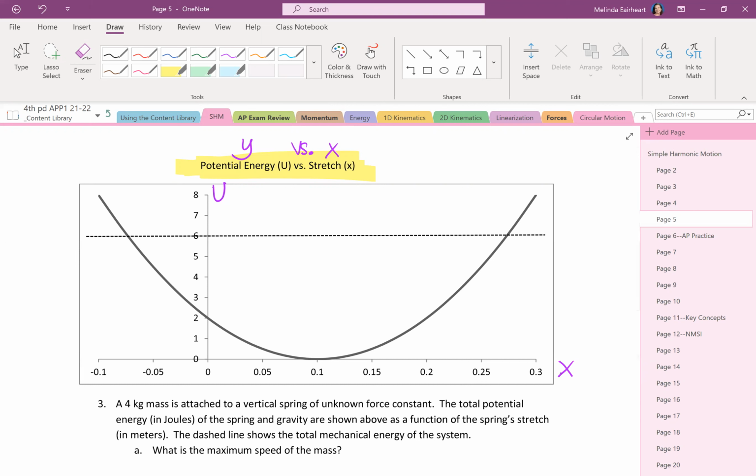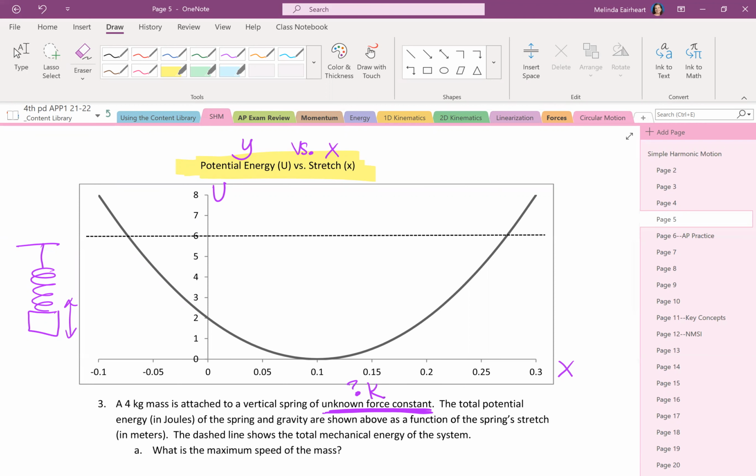Now that dashed line, let's read for clues. It says a 4-kilogram mass is attached to a vertical spring. So we're vertical. In your head, imagine maybe the spring is on the ceiling and we put it, and it's going to move up and down, up and down, up and down. It says the total, our unknown force spring constant. So question mark K. We'll solve for it, but we don't know it here in the beginning.